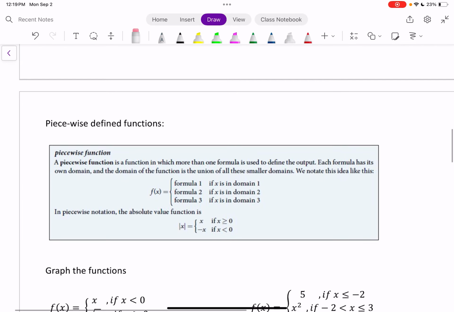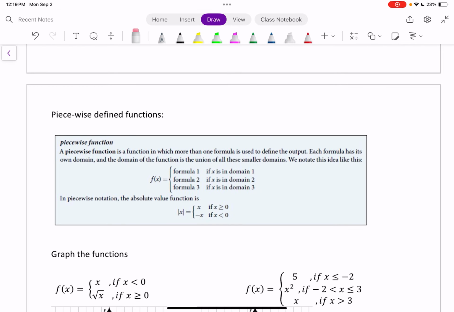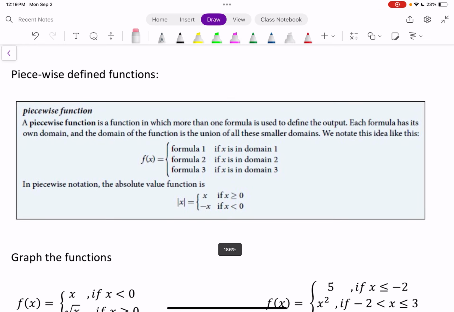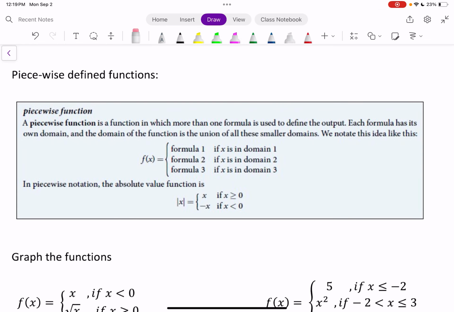So here it is. That's the library of functions I want you to get used to. Now, a piecewise defined function is simply a function in which more than one formula is used to define the output. Each formula has its own domain, and the domain of the function is the union of all these smaller domains. So we'll see what this means. It might sound a bit complicated, but I will make sure you understand.